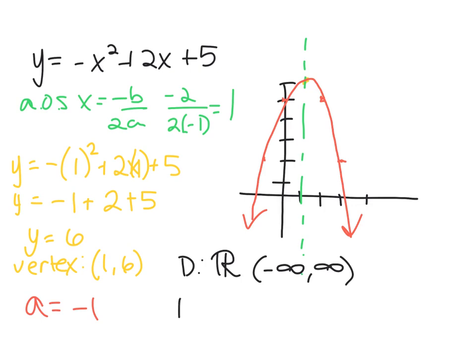This one, however, has a unique range because it's upside down. Remember, when we state range, we start from the lowest y value and go to the highest y value. In this case, my range starts at the lowest y value possible, which is negative infinity. And the highest y value that I have is 6, and I can include 6, so I'm going to put a bracket.